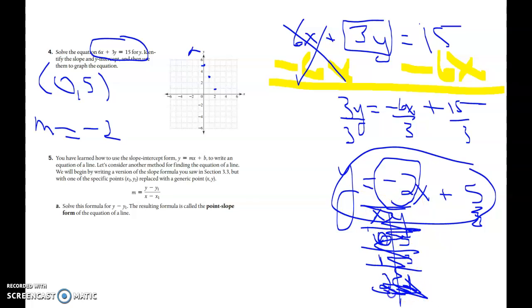Now, the other cool thing about this is you can graph this without even making this chart. So if you understand how this equation works, you don't even need this. Your starting amount is 5. So go to the y-axis and put a dot at 5. So there's my dot.